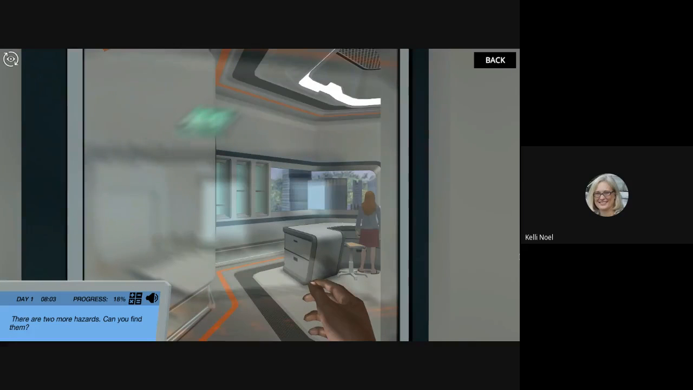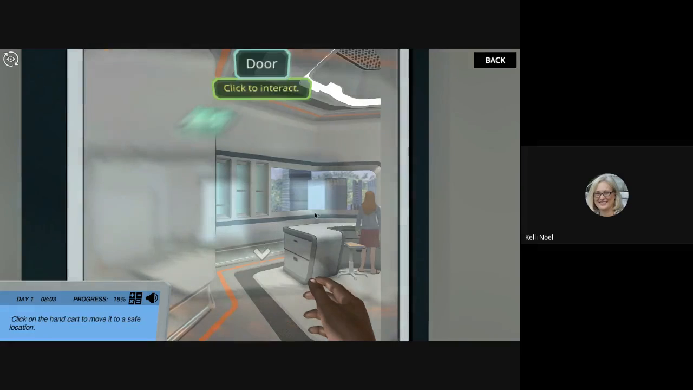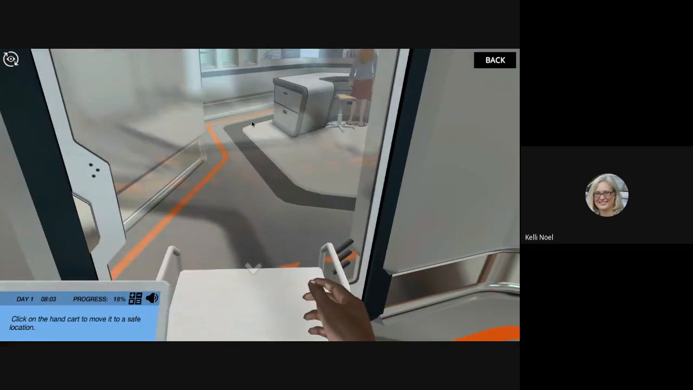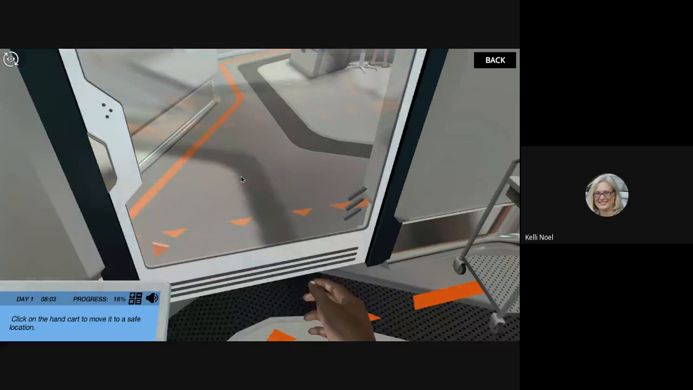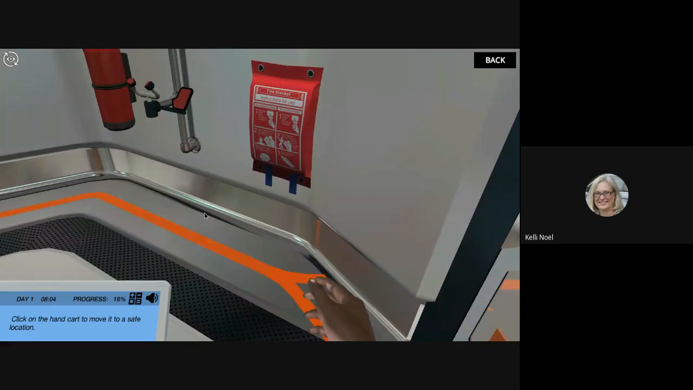All right, well, this spotted part. Every lab has two emergency exits which ensure that nobody gets cornered in the event of a fire. The emergency door isn't any good if it is blocked by objects. Click on the handcart to move it to a safe location. So you notice the arrow was pointing down, so I had to move. Now I can click on it. Well done. The emergency exits have to always be clear.